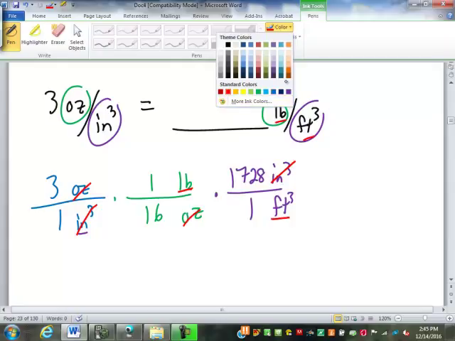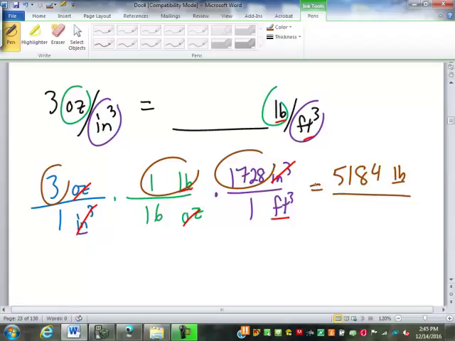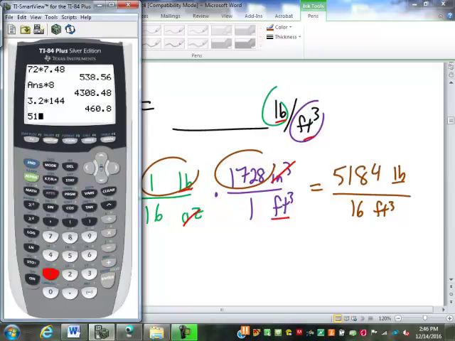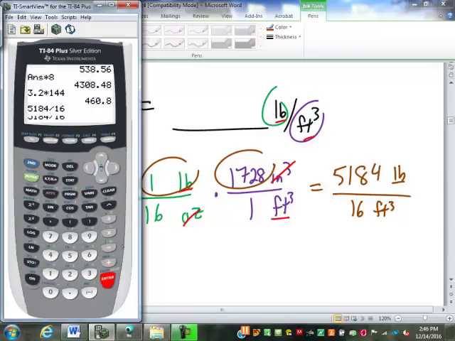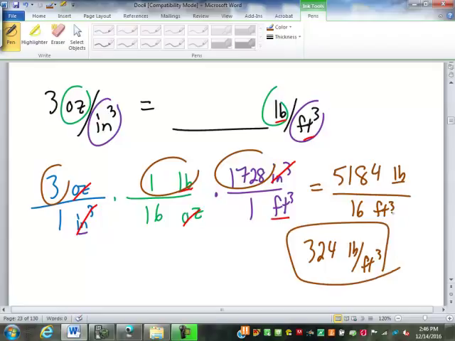So on top here, we're going to multiply 3 times 1 pound times 1,728, which is 5,184 pounds over 1 times 16 times 1 cubic foot, which is 16 cubic feet. So 5,184 divided by 16 is 324 pounds per cubic foot. So that is definitely heavier than wood. That is probably close to the density of steel right there.